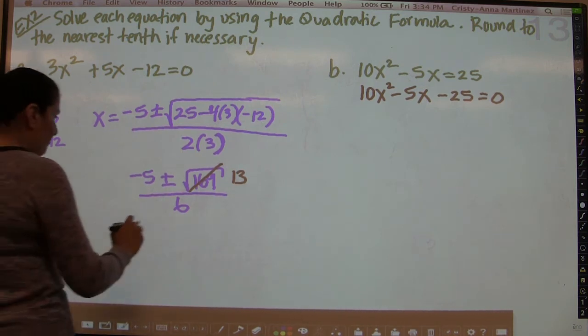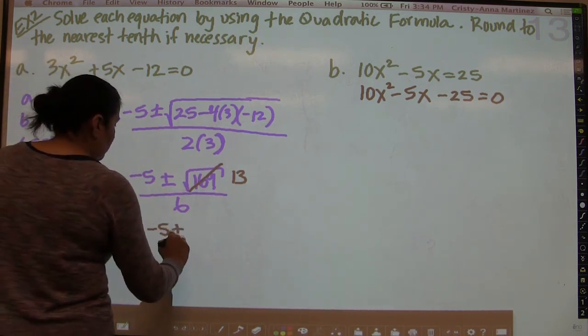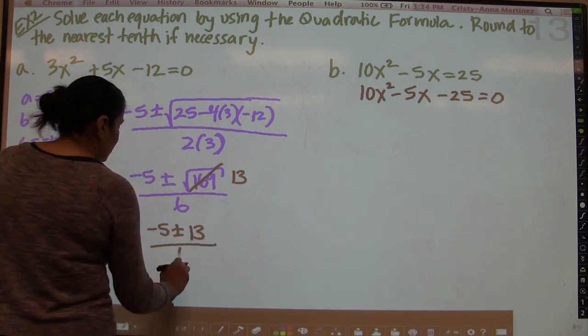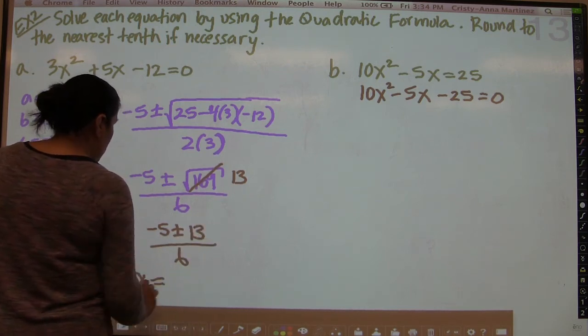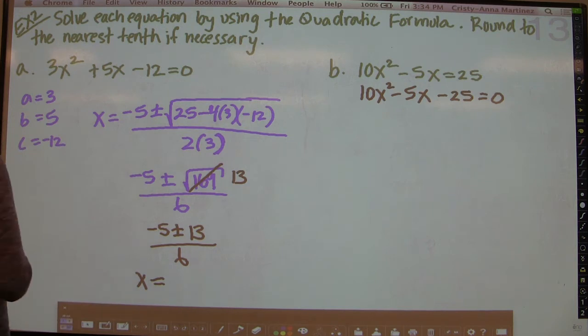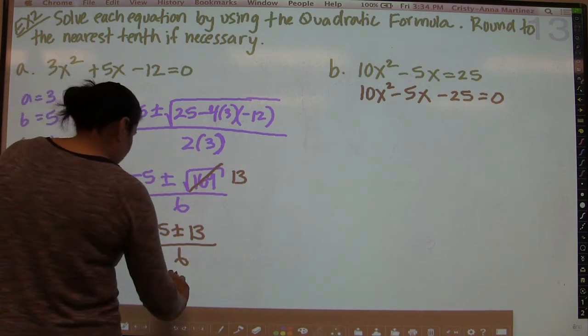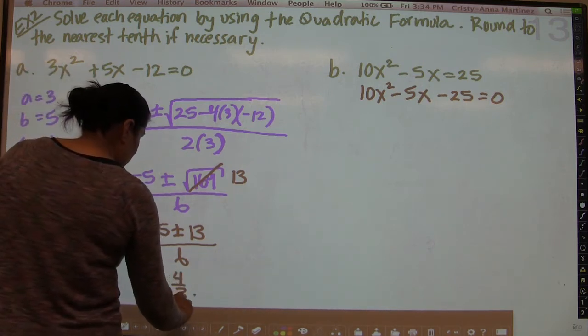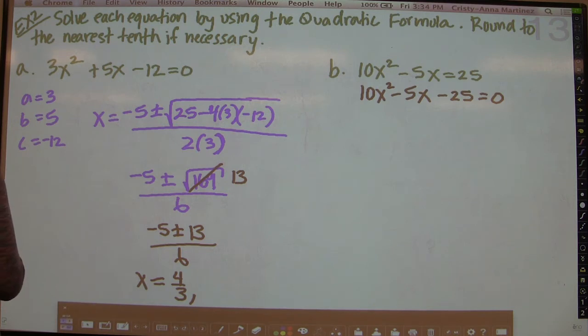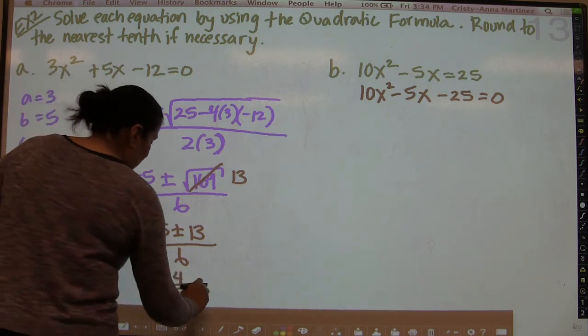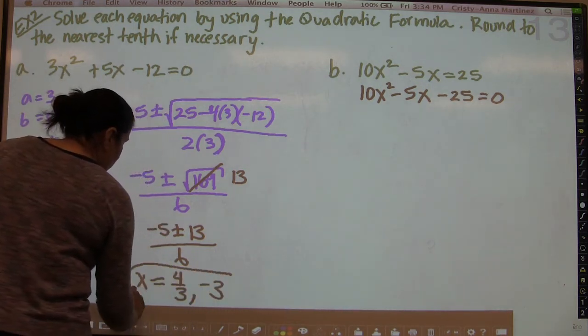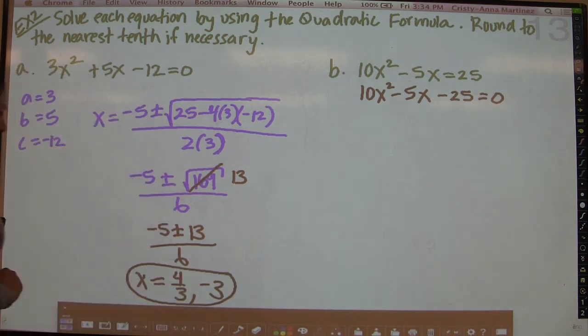And so we have negative 5 plus or minus 13 divided by 6. So we're going to get two answers. We're going to have negative 5 plus 13, which is 8, divided by 6. So that's going to give us 4/3. 8 over 6 reduces to 4/3. And then we're going to have negative 5 minus 13, which is negative 18, divided by 6, which is negative 3. So our two solutions are 4/3 and negative 3.